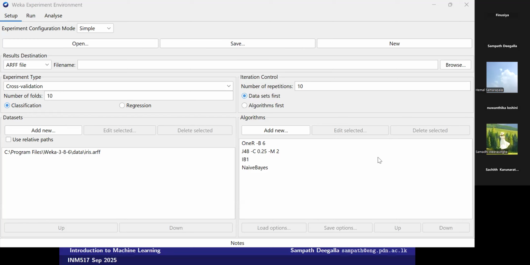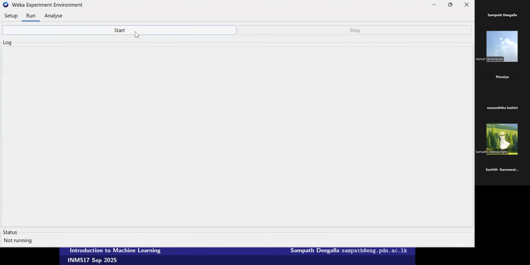Once you set this up, I will explain one more time. You start by clicking new and adding the dataset, the iris dataset, and then I'm selecting 4 algorithms. Once we finish that, we can go to the run tab and click start. What happens is it takes the dataset and runs it through all 4 machine learning algorithms. It started, and quickly stopped as well. And it says there are no errors.